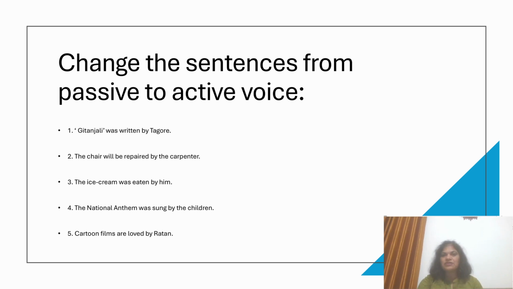Now the next sentence you have. The chair will be repaired by the carpenter. What is the tense of the sentence? It is future tense. It will be repaired. So here, the carpenter will repair the chair. Who will repair the chair? The carpenter will repair the chair.